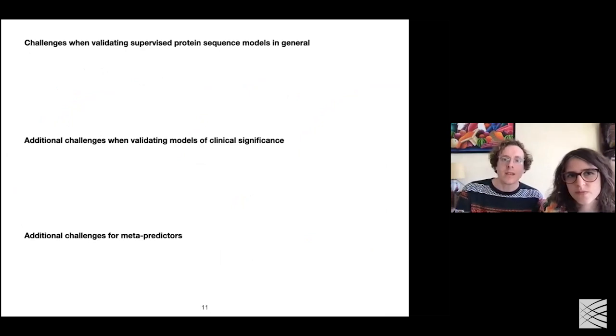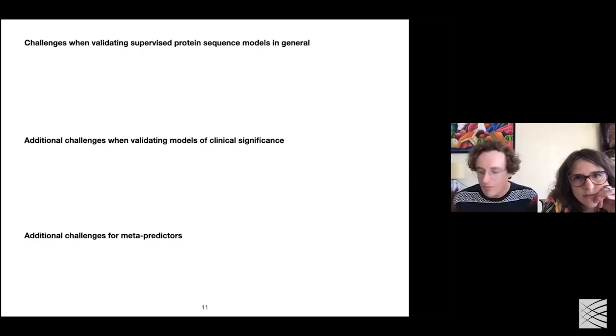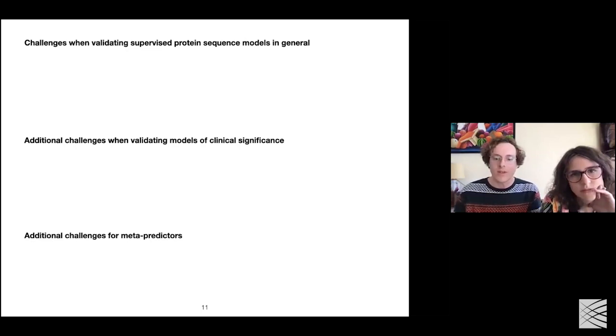So as we see it, and as Mafalda said, I think probably the key issue here is the validation. And we can break up the issue into three broad categories. Challenges, which we think are just a very general set of issues when it comes to trying to make supervised models trained on biological sequence data. But then there's also the class of problems which are specific to the task at hand, which is predicting clinical labels. And then there's a few additional challenges faced by these more recent methods of meta predictors and methods more generally that try to combine multiple sources of evidence.